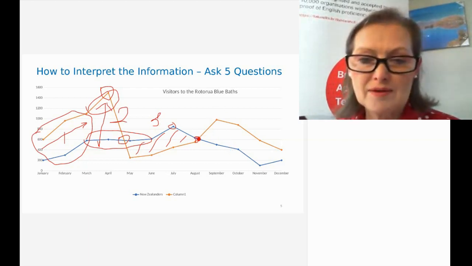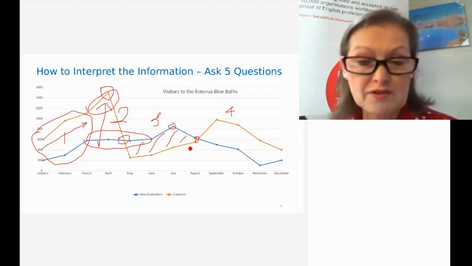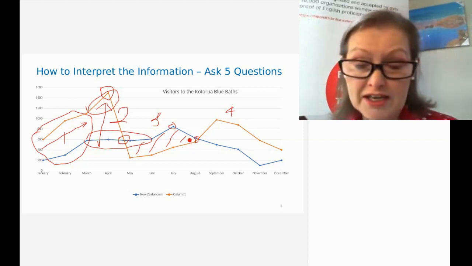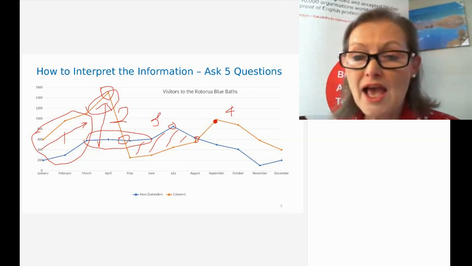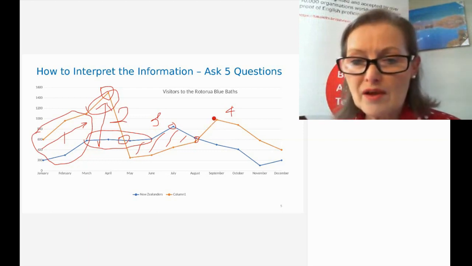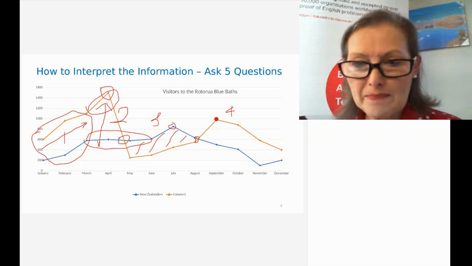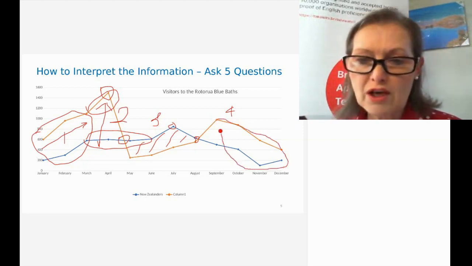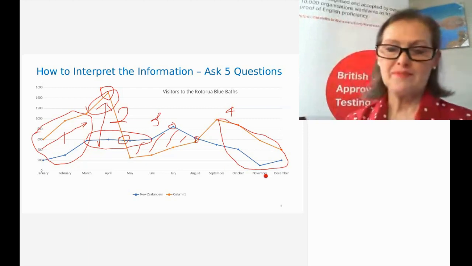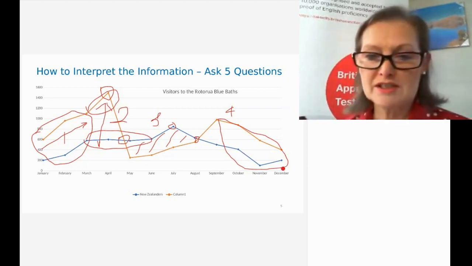And so at that point, we could mention our point number 4 could be that once again, the number of overseas visitors overtakes that of our local Kiwis. And then I could mention that for the last 3 or 4 months of the year, we have a similar downward trend.